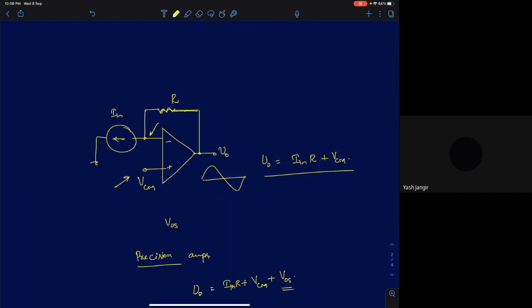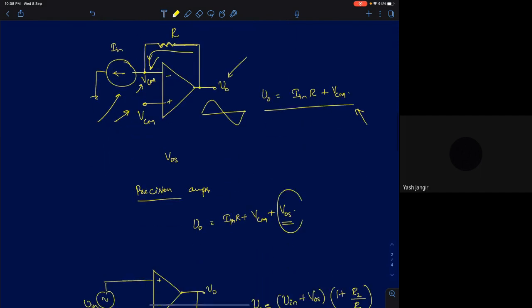Sometimes you want to very precisely measure the output voltage. For example, in a transimpedance amplifier, you want to sense this current very accurately, even small changes in the current. Your output voltage is given by the common mode voltage plus I in times R. The DC voltage here is VCM. It's a negative feedback circuit, so the DC voltage will be VCM. Then this current I in is going to flow through the resistor, so output voltage will be I in R plus VCM. In the presence of offset, you will also have an extra term appearing here.